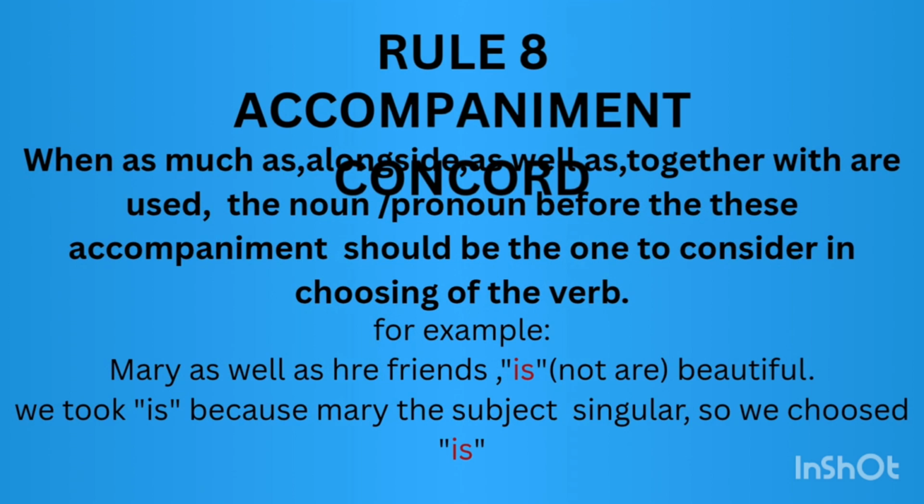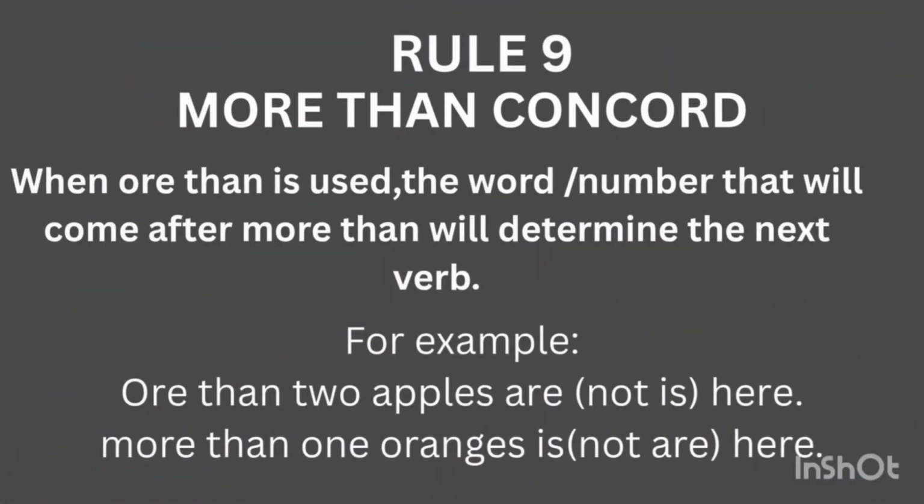Rule 8. Accompaniment concord. When as much as, alongside, as well as, together with are used, the noun or pronoun before this accompaniment should be the one to consider in choosing the verb. For example, Mary as well as her friends is, not are, beautiful, as you can see.